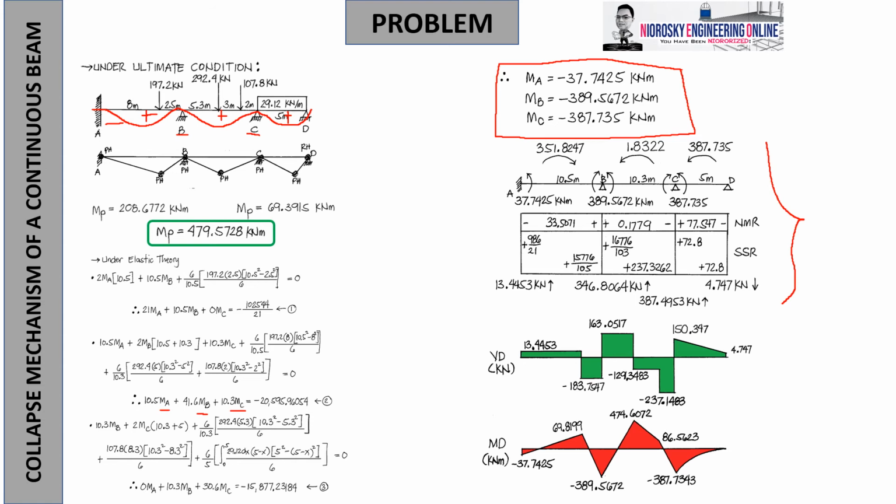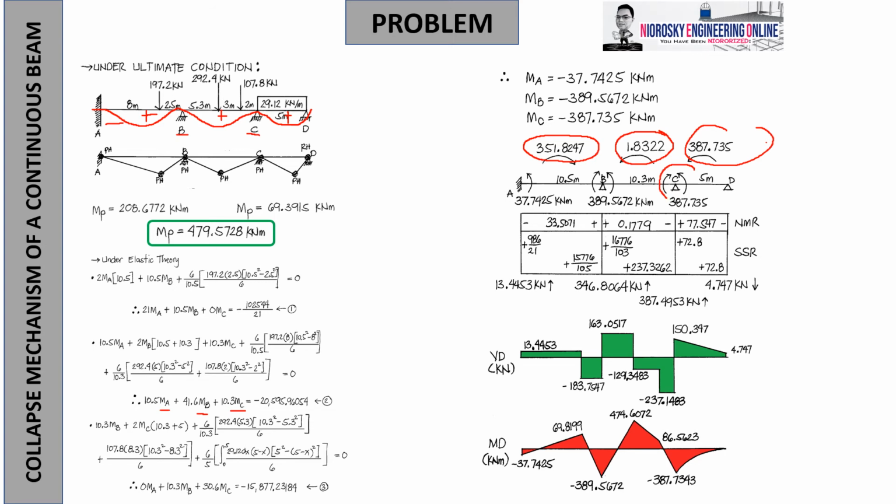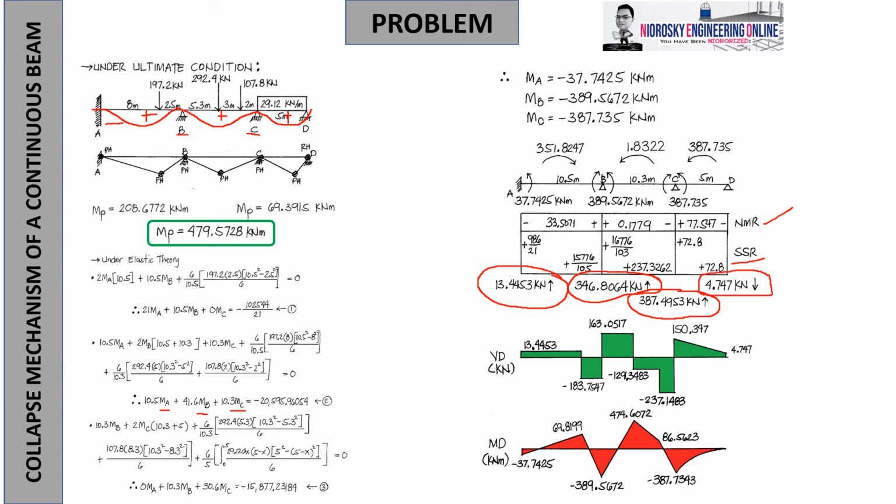Now, what we have here is we have obtained the net moments taken from the interlocking moments as we have produced here on B and C and A, okay? No, yan yung mga evidences natin. And then, finally, as we get the net moment reactions, okay, pag negative, pababa, at positive, pataas, and then simple span reaction, then the reaction at A is 13.4453, the reaction at B is 346.8064 kilonewton, and reaction at C is 387.4953 kilonewton that goes up. Yun nga lang, sa reaction at D, it is 4.747 kilonewton that goes down.